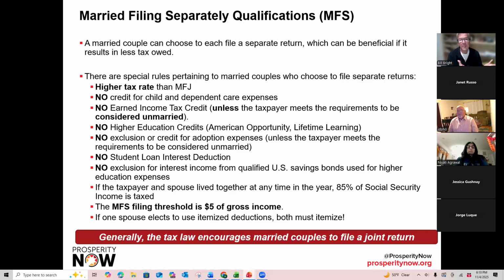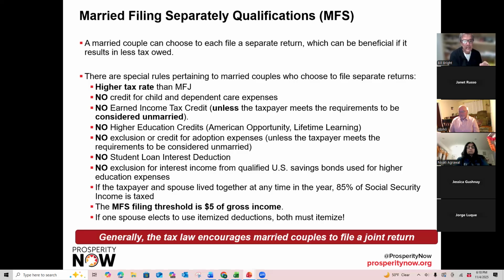So there are some special rules pertaining to married couples who do choose to file separate. There is a higher tax rate. There's no credit for child and dependent care expenses. There's no earned income tax credit, again, unless one of them is considered unmarried, and we'll go into that at a later date. There's no higher education credits. There's no exclusion for the credit for adoption expenses, no student loan interest deduction, no exclusion for interest income from qualified savings bonds used for higher education expenses.